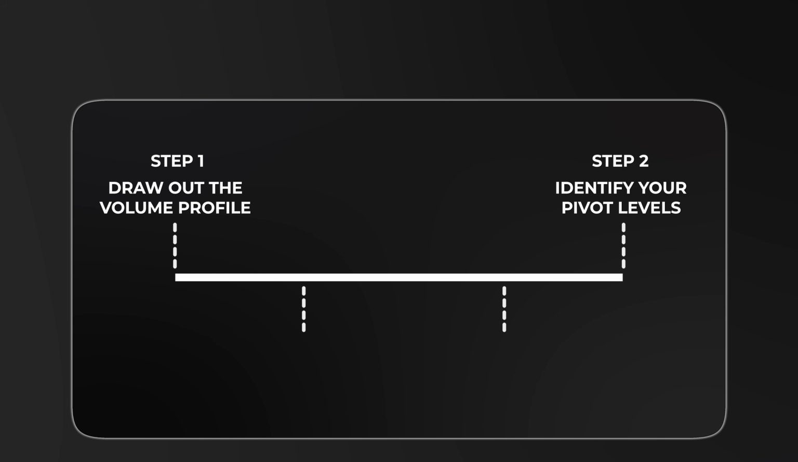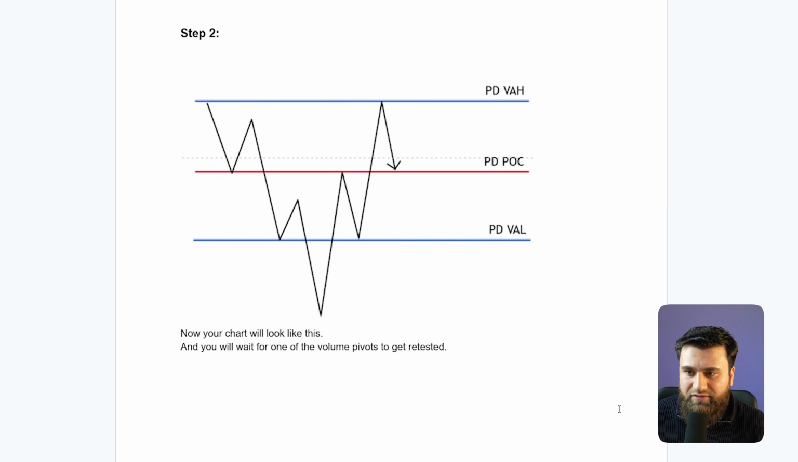So right here, step two, this is just an example with the previous day volume profile, but it works on all of them. So now we have drawn the volume profile, and in this case, the example is with the previous day, like I said, but it works on all of them. Now what we're gonna do is just wait for one of these pivots to get retested.